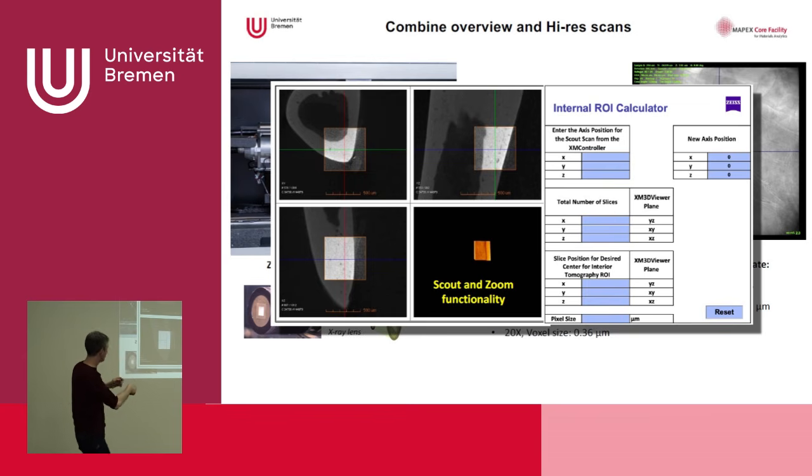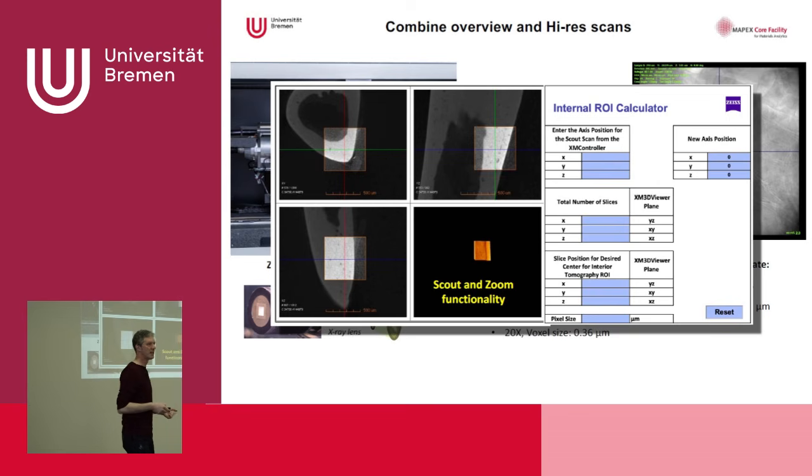And then we can go in the software and set properly the center point of the spinning for the high resolution scan. So that's a very nice thing, that we can make first an overview scan, and then can look into the actual image of the overview scan, where is the most interesting part for you to analyze with a high resolution scan.